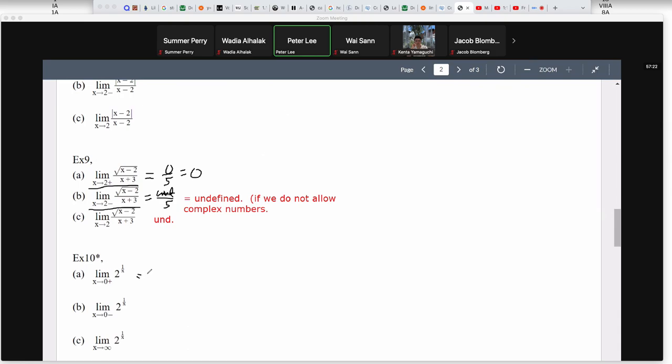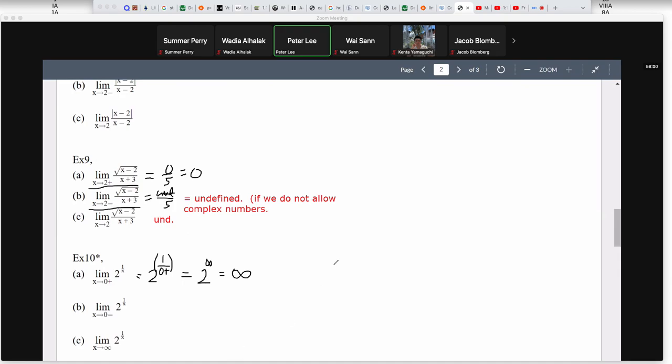Now, what is this? Can you tell me? This is actually 2 to the 1 over 0 plus. What is 2 to the 1 over 0 plus exponent? What is 1 over 0 plus? This is infinity. So this is equal to infinity.